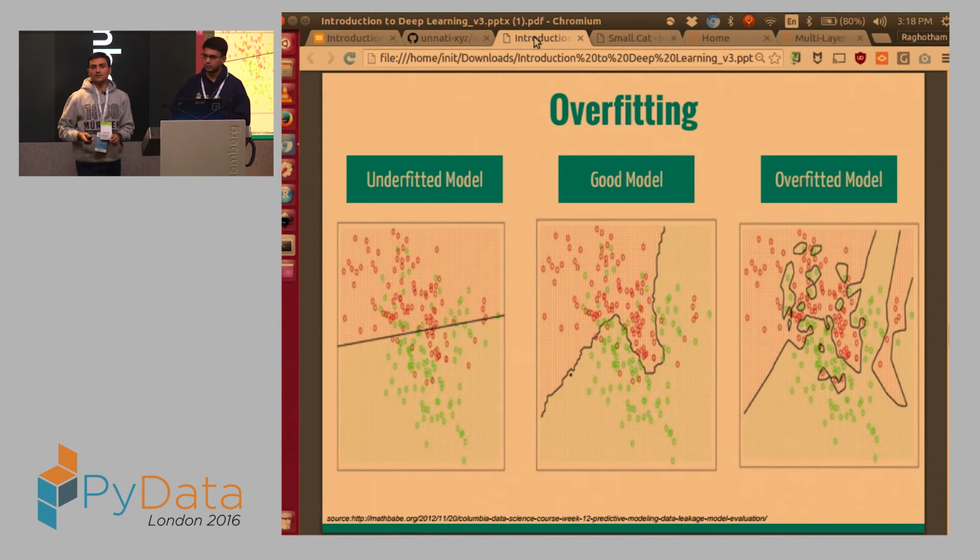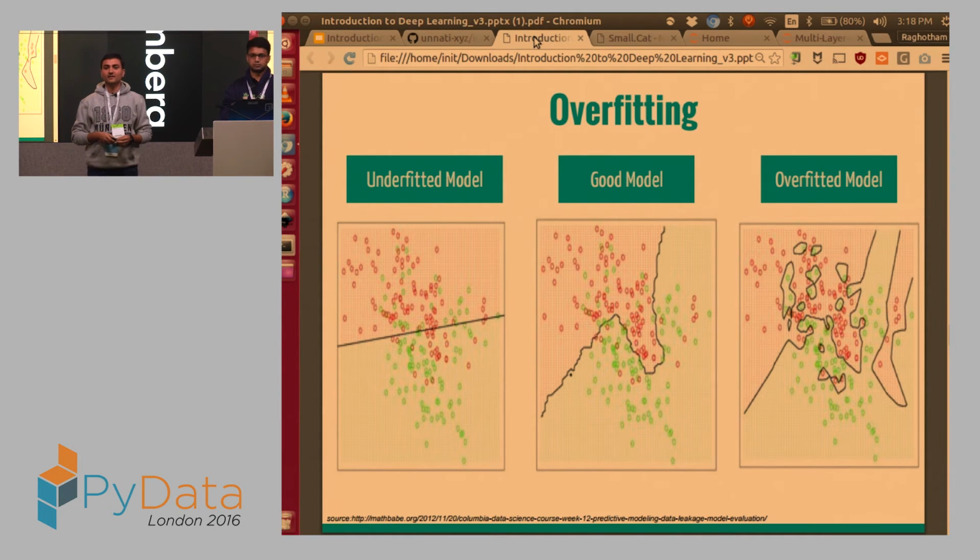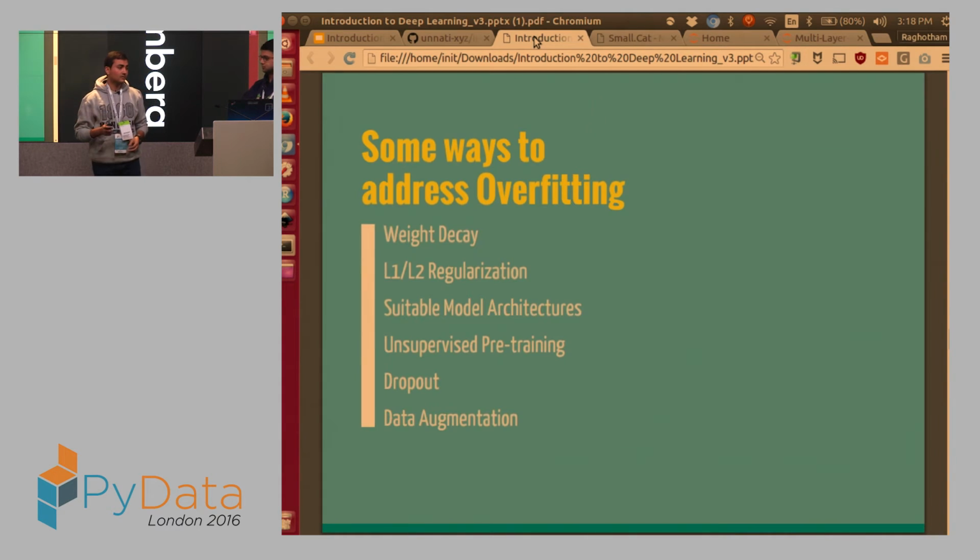So one problem with artificial neural networks is that they quickly overfit when you have a small amount of data. If you have hundreds or thousands of data points, there's a high chance that you'll be overfitting. There are some ways you can overcome this in artificial neural networks. You can do weight decay, or L1, L2 regularization, or the famous one, dropout.